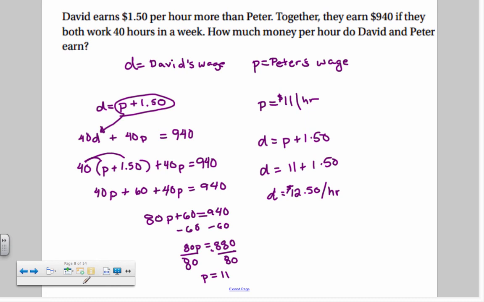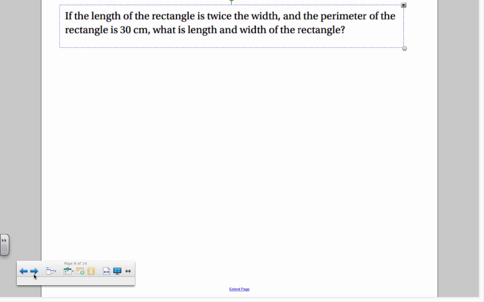Okay, so now you've seen one word problem be done. Go ahead and try to do this one on your own. Try to see if you can set up what the variables are and what the equations are. Pause the video here and then press play to check your answer.